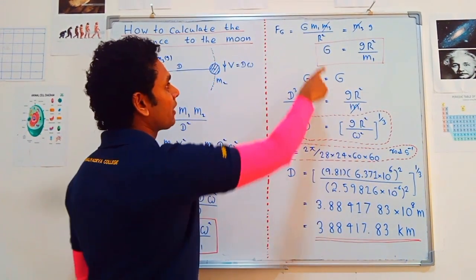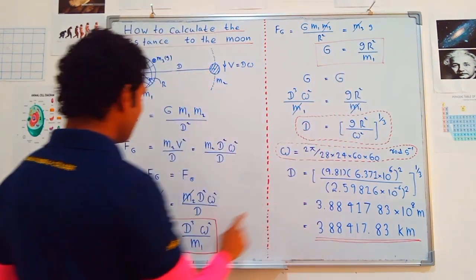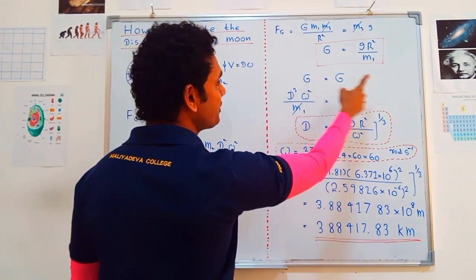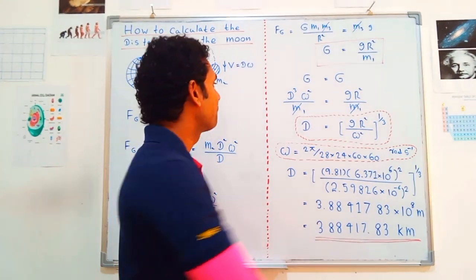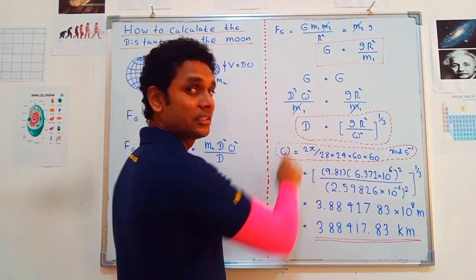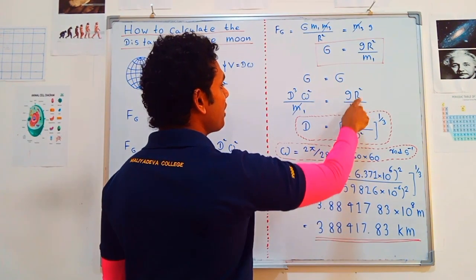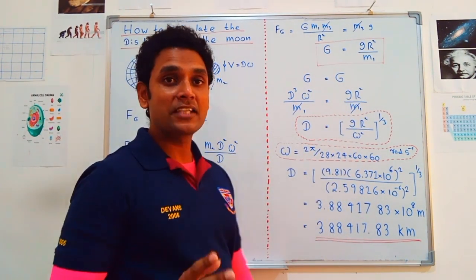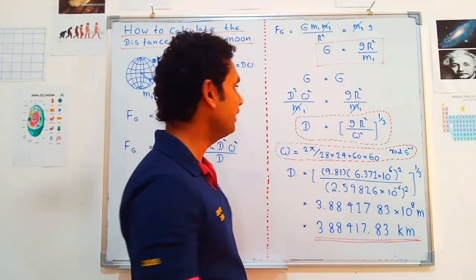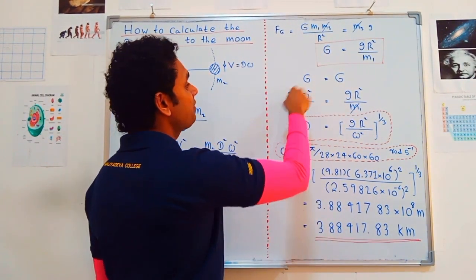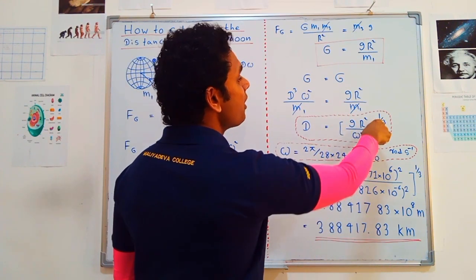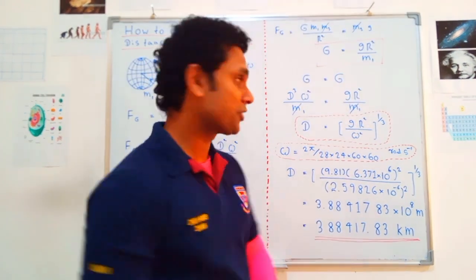Now what happened? Here we have one expression for g, here we have another expression for g, and we can take g equals g. So d cube omega square divided by m1 is equal to GR square divided by m1. Now the mass of the earth m1 will be cancelled out as well. So finally, when we make d the subject, d is equal to the cube root of GR square divided by omega square.